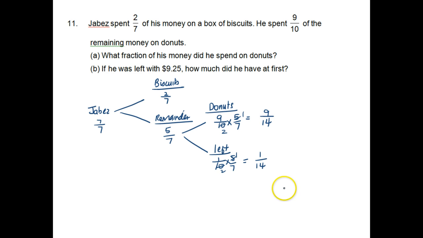So from here, let's answer the question. What fraction of his money did he spend on donuts? From here, we know that we have answered A. He spent 9/14 of his money on donuts.